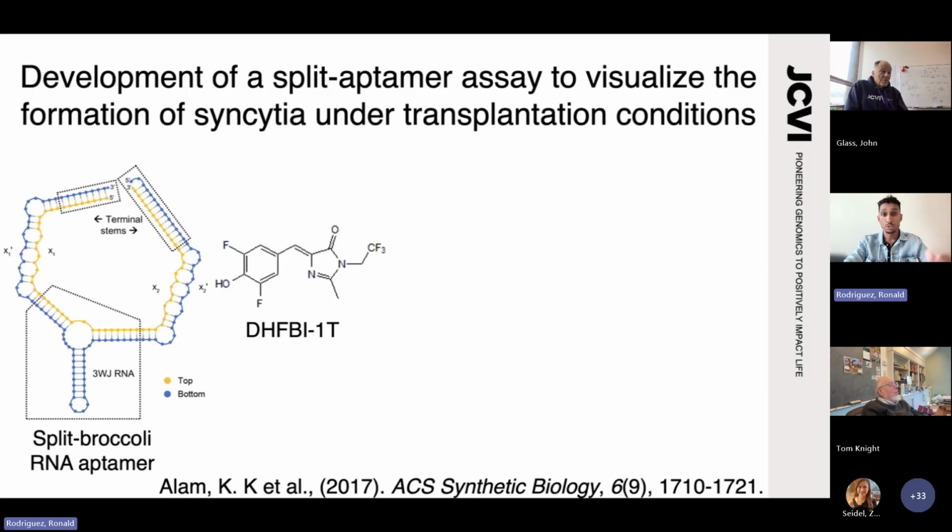RNA aptamers are non-coding RNA molecules that are capable of binding non-fluorescent ligands. These ligands are almost non-fluorescent, if anything weakly fluorescent, but that fluorescence significantly increases when the ligand binds to the RNA aptamer. Broccoli is a commonly used aptamer. A lot of the aptamers are named after different types of fruits and vegetables, which is really interesting. This is the structure of the broccoli aptamer.